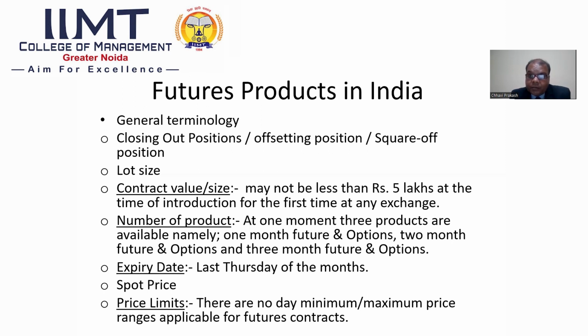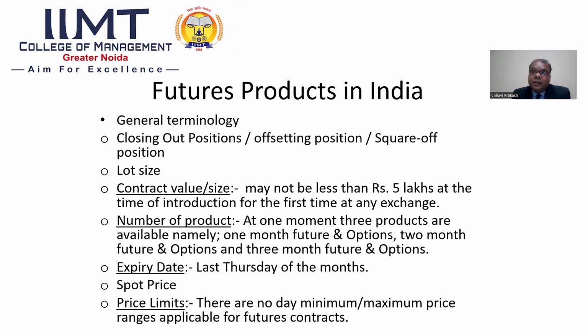So that April month future product would be maturing on the last Thursday of the month. So at any point of time, we have three derivative products available: one maturing in the current month, another maturing in the next month, and a third maturing in the month after next. And all these products mature on the last Thursday of that particular month.